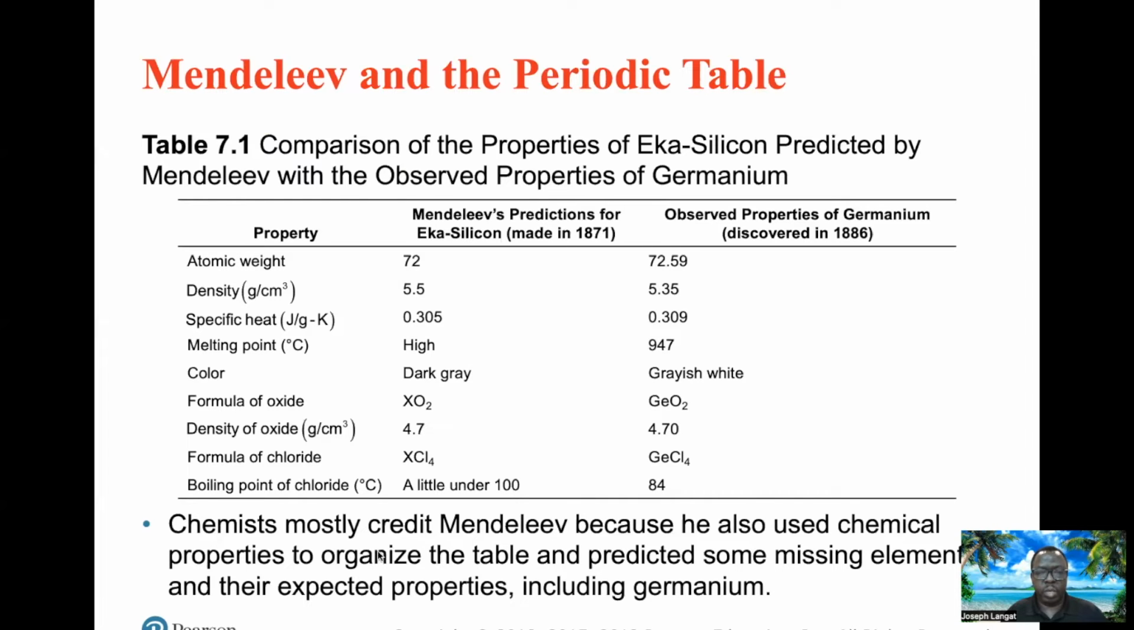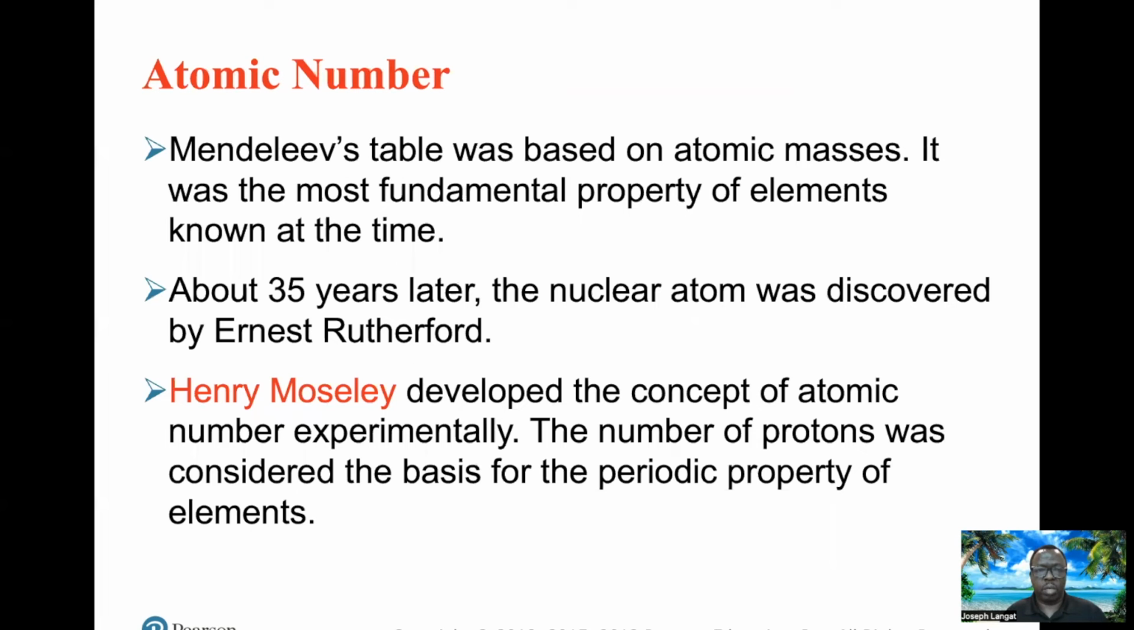So chemists mostly credit Mendeleev because he organized the table and predicted some of the missing elements. Germanium is one of them, and we have seen the properties. Other than that, they came to the same conclusion as the German scientist. Remember, he organized the periodic table according to increase in masses of oxides. So he was basically organizing the table according to the masses, not atomic number.